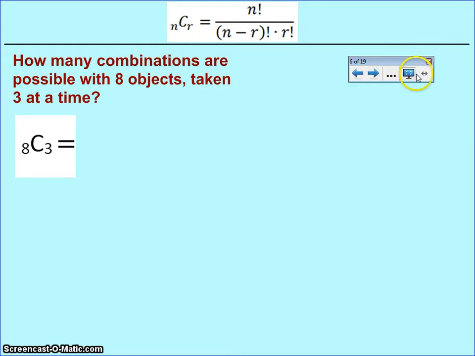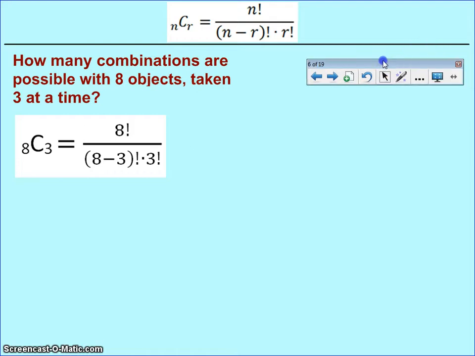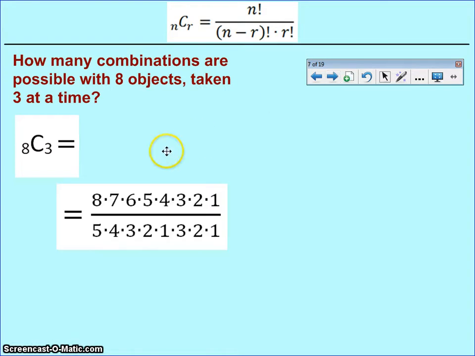If you then take a look at that, once you plug it in, you'll go 8 factorial over 8 minus 3 factorial times 3 factorial. Again, this is kind of just plugging and chugging. You should be able to do this by hand. I am going to show you how to use it on a calculator, but you should be able to do it by hand. So up on top, 8 factorial turns into 8 times 7 times 6 times 5 times 4, all the way down to 1. 8 minus 3 is 5, so you've got 5 times 4 times 3 times 2 times 1. And then you've got 3 factorial, which is 3, 2, 1. So it looks like that.